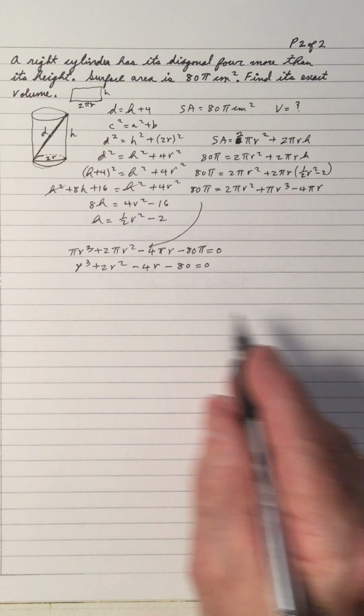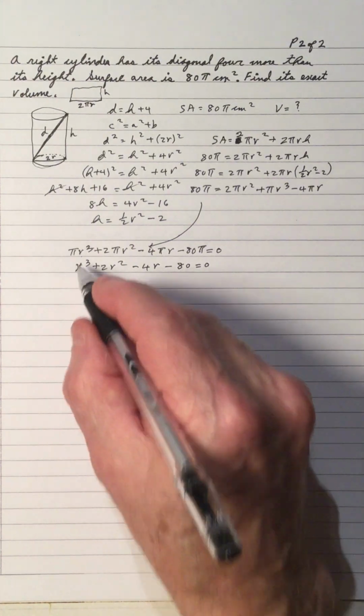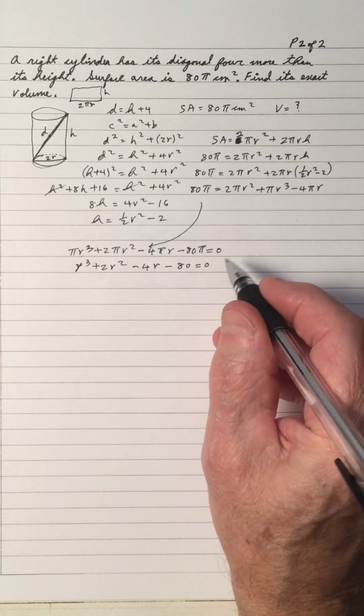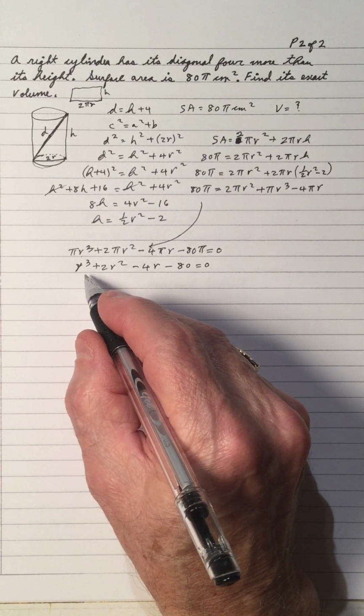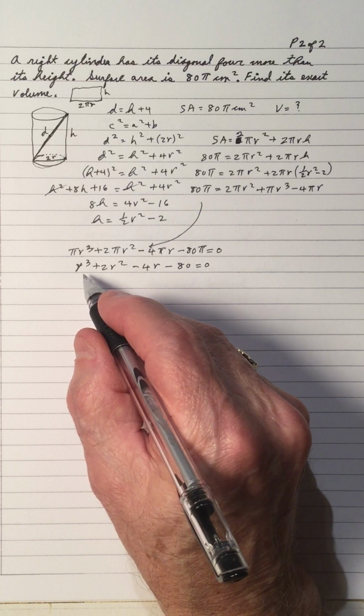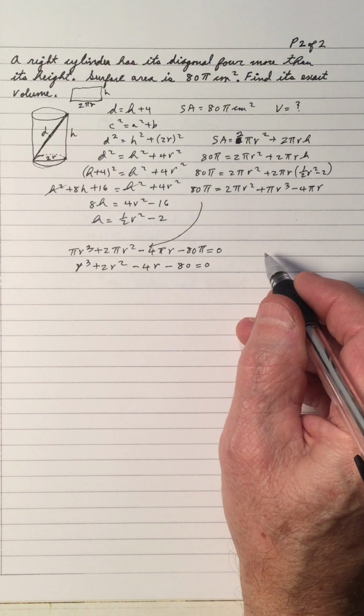So we have an equation with r in it. Notice it's a cubic equation, r cubed, so that means we have 3 roots. It could be 3 real roots, or 1 real and 2 imaginary. So how do we go about it?